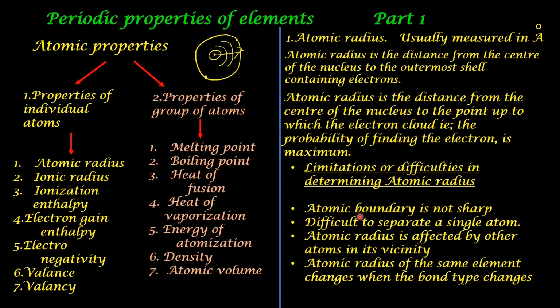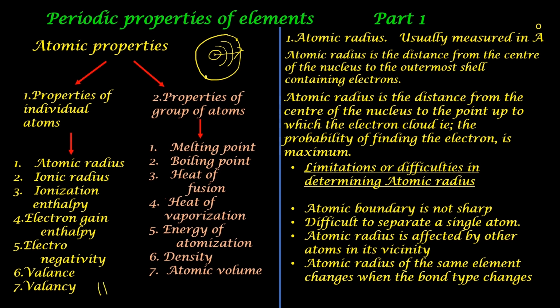Second one, difficulty to separate a single atom. In a substance, atoms remain as molecules and molecules form groups. The presence of other atoms around an atom affects the radius of an atom. And lastly, atomic radius of the same element changes when the bond type changes. That is, one and the same element may form covalent bond or ionic bond in different compounds. Then the atomic radius of that atom will not be constant, it will change.